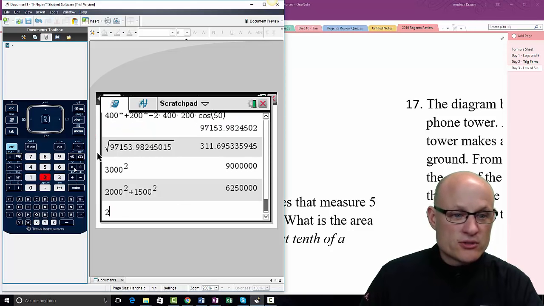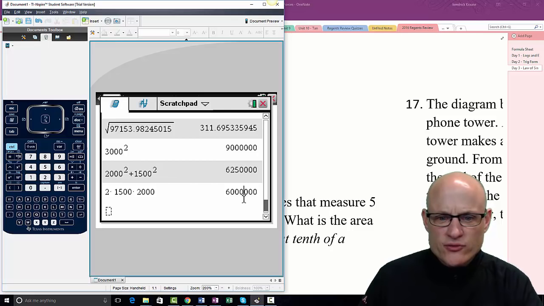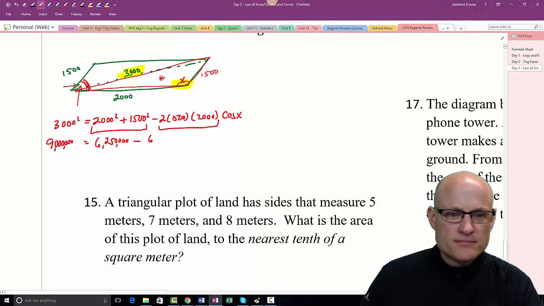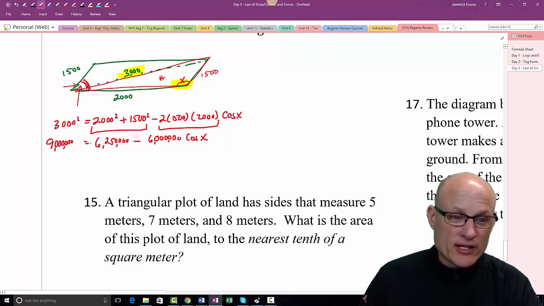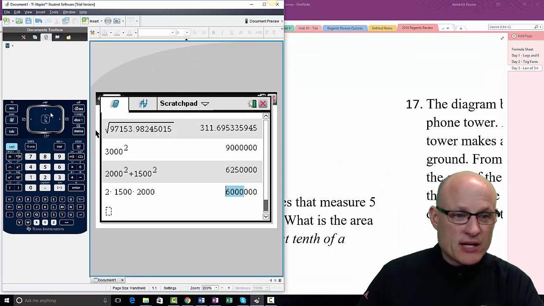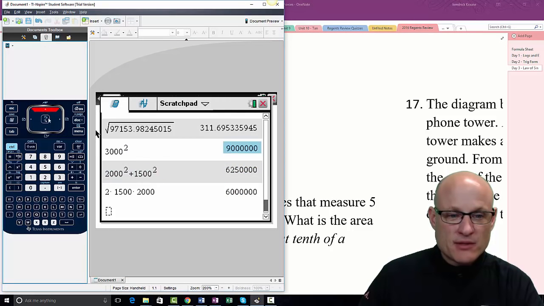Minus 2 times 1,500 times 2 grand, which is 6 million, times cosine x. Yeah, lots of zeros. So I'm going to bring this over and subtract off the 6,250,000 here. I'm going to take the 9 million, take my salary, subtract off my year before salary. I got a $3 million raise. That was cool.